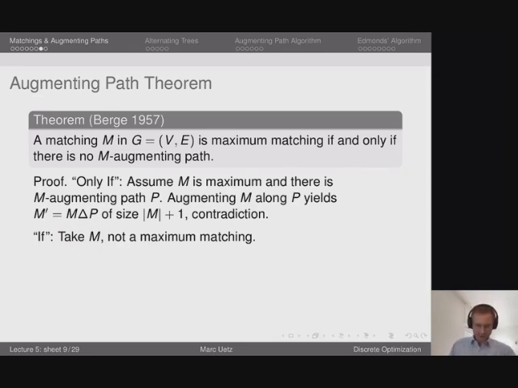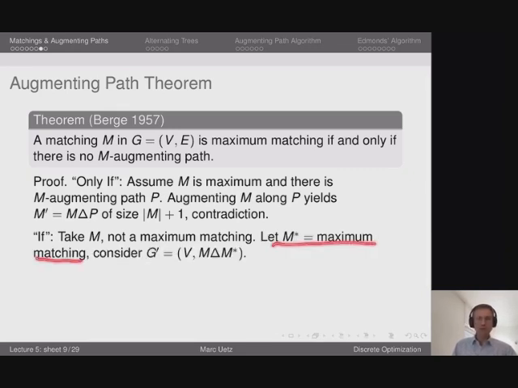And we show that if that is the case, there still exists an M augmenting path in the graph. And that is the proof of Berge's theorem. Okay, so let M star be a maximum size matching in the graph. And what we do is we consider the symmetric difference. So we look at the graph G prime, where the edge set is exactly the symmetric difference of these two matchings M and M star.